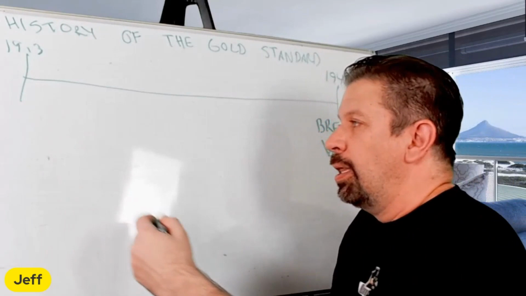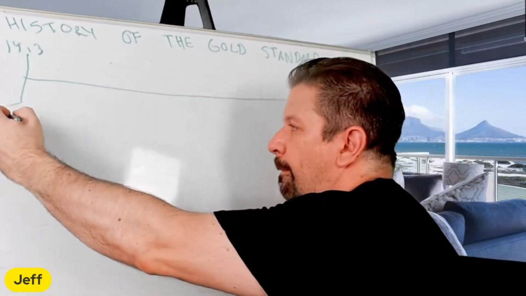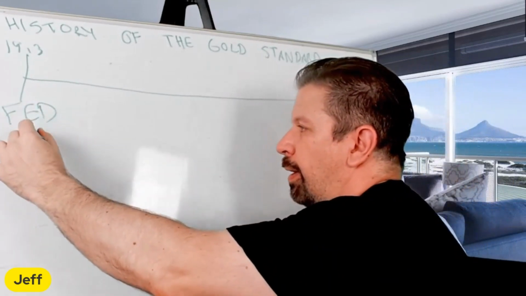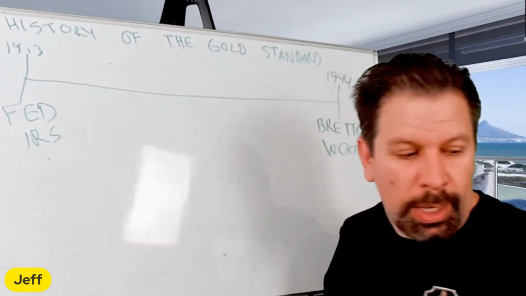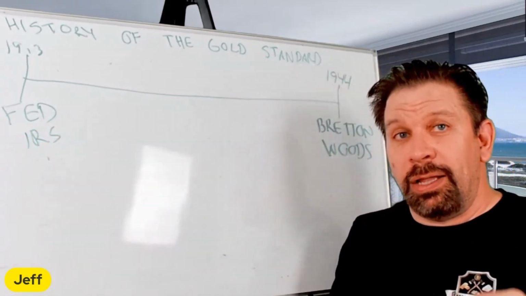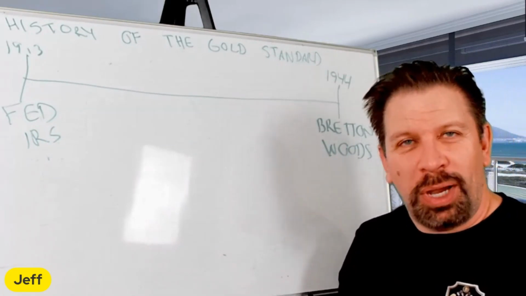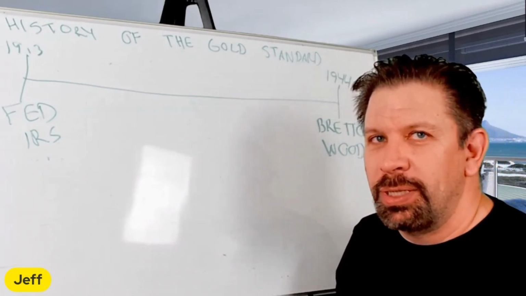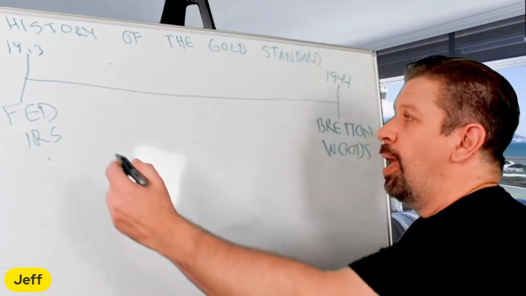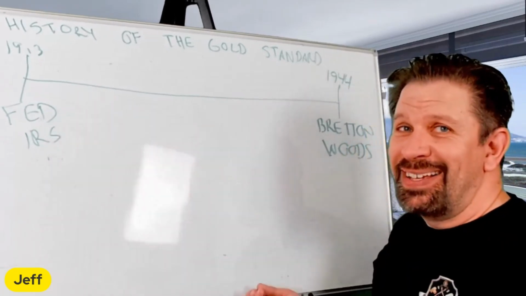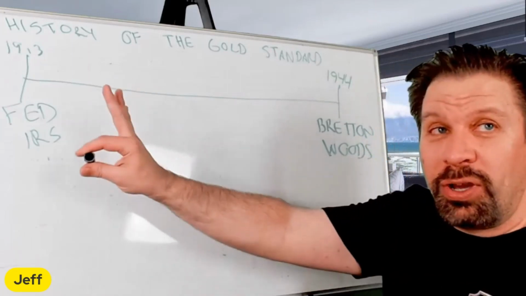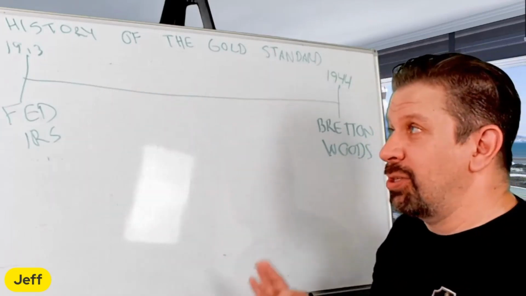So 1913, Federal Reserve. We got the Fed. We got the IRS. And we've got the birth of the dollar in its present form, although it was probably a coin first, I mean, the Morgan coin. It was not really paper yet. Now, a lot happens in this timeline, so this could be a busy video.